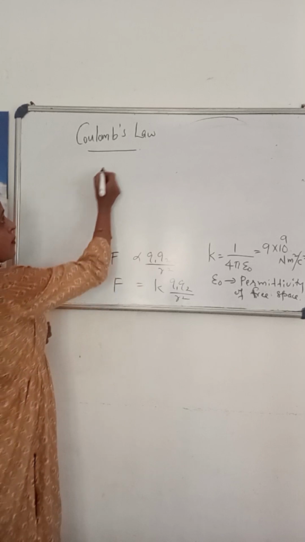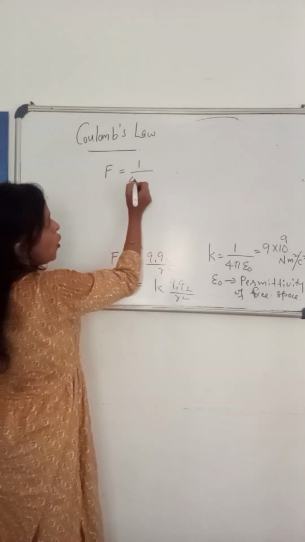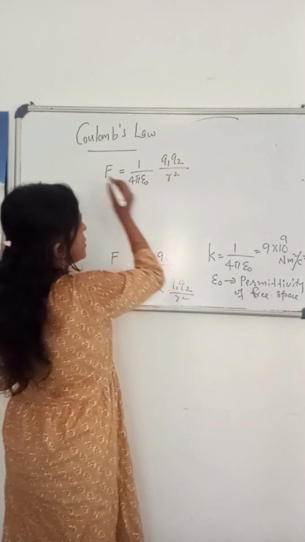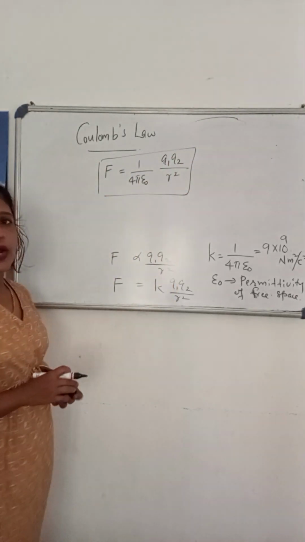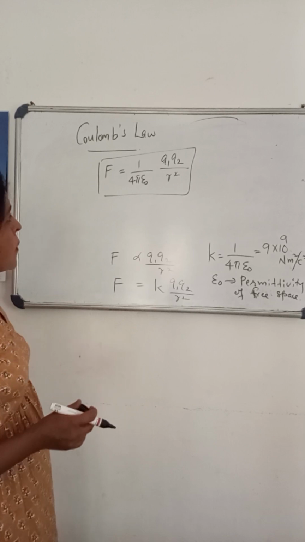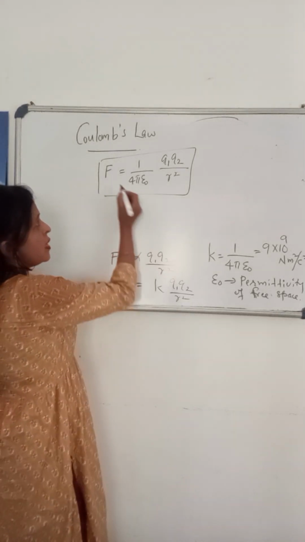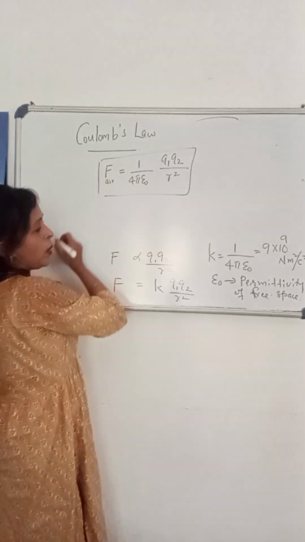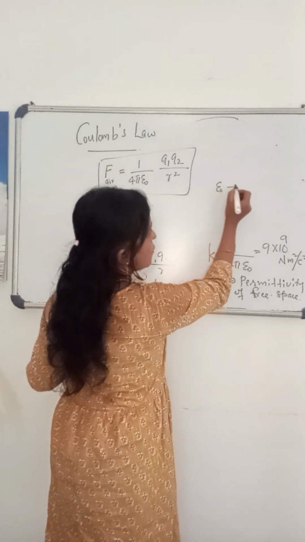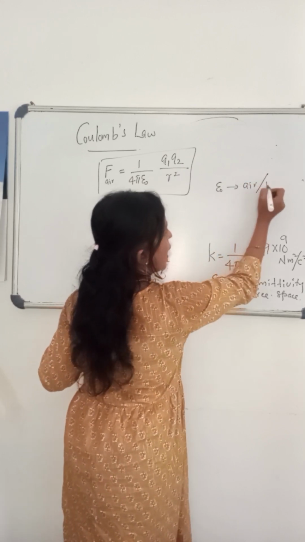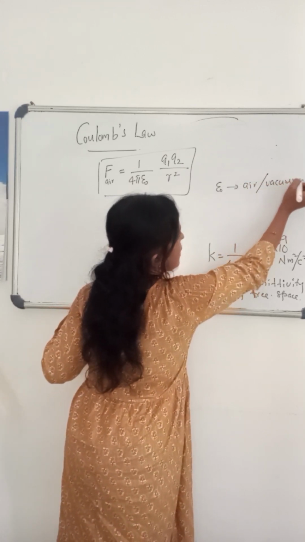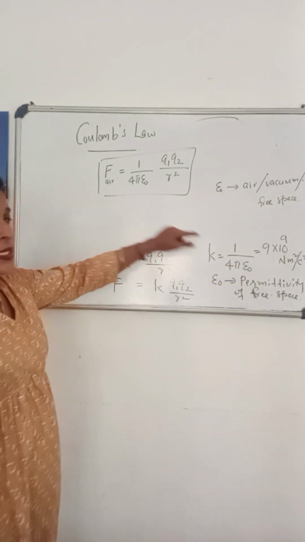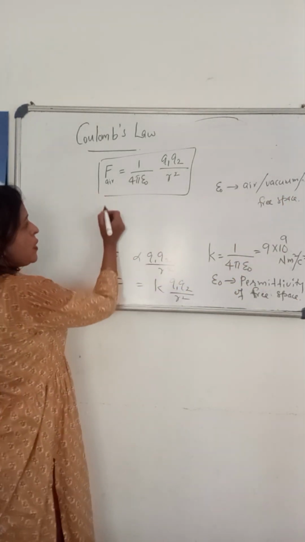So the equation we can write like this: F is equal to 1 by 4 pi epsilon 0 Q1 Q2 divided by R square. And if it is in free space, if epsilon 0 is there, it means it is air or vacuum, or free space. Okay, no medium between the charges.